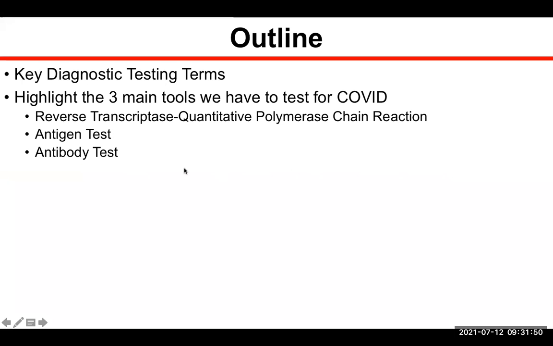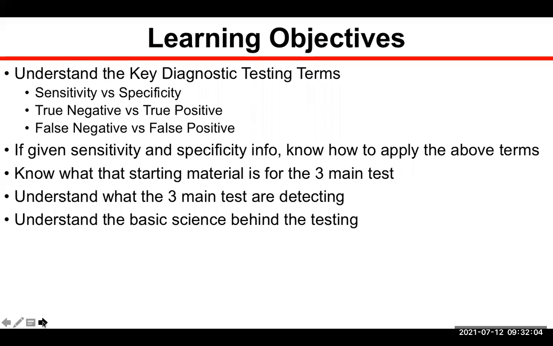And then the main lecture is going to be focused on covering the three main tools that we have to test against COVID. And these are reverse transcription quantitative polymerase chain reaction, the antigen test, and the antibody test. And so again, like always, if you understand the learning objectives, you're going to do fine on the exam. So understand these 6 different terms that I'm going to go over.